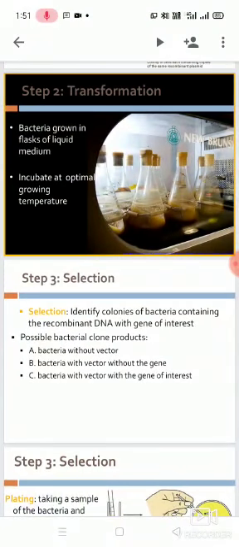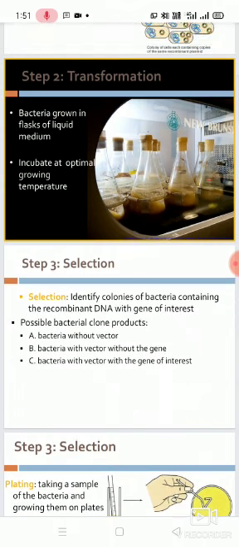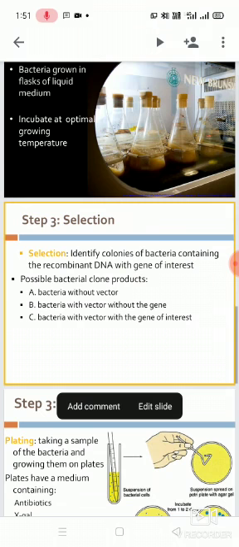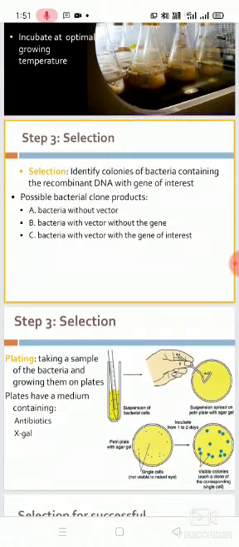Here is a picture from a laboratory where bacteria are growing in a flask of liquid medium, incubated at an optimal growing temperature. So here transformation is going on. Once the transformation is done and the incubation period is completed, the next step is selection.